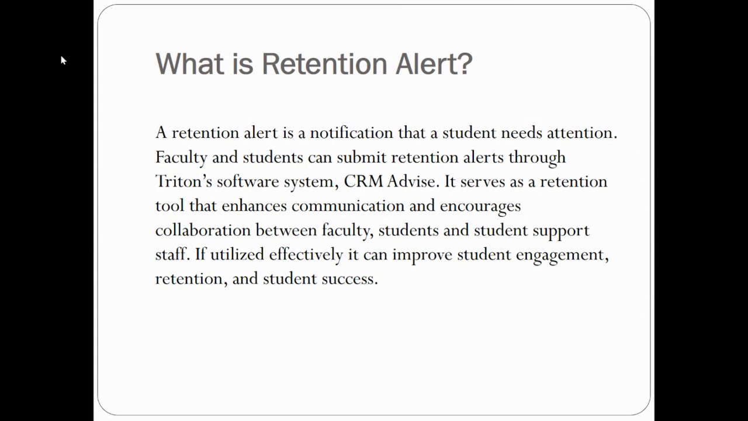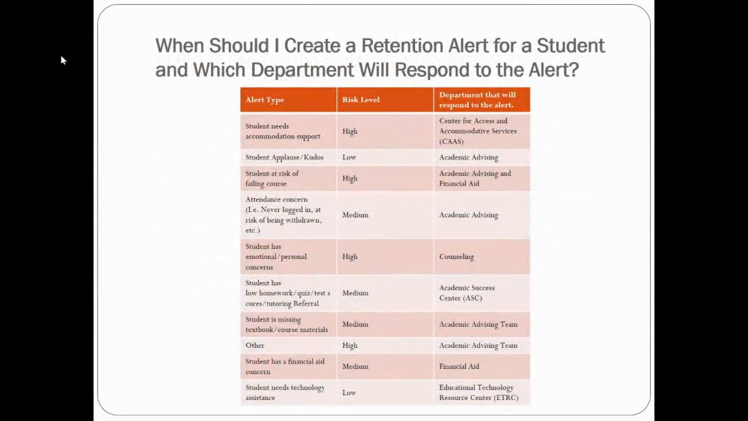All right, so when should I create a retention alert for a student, and which department will respond? So you're familiar with the current system. There are probably upwards of about 20 different types of alerts you can submit. It gets very detailed. So with the help of Lucian, the company that we got CRMAdvise from, they recommended that we narrow it down to 10. They felt that 10 is enough. It's detailed enough, but it's not too detailed where you're getting into the weeds.